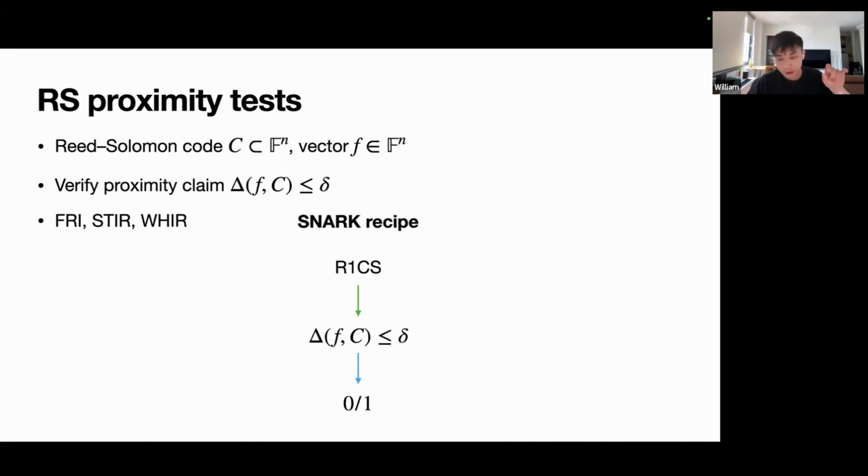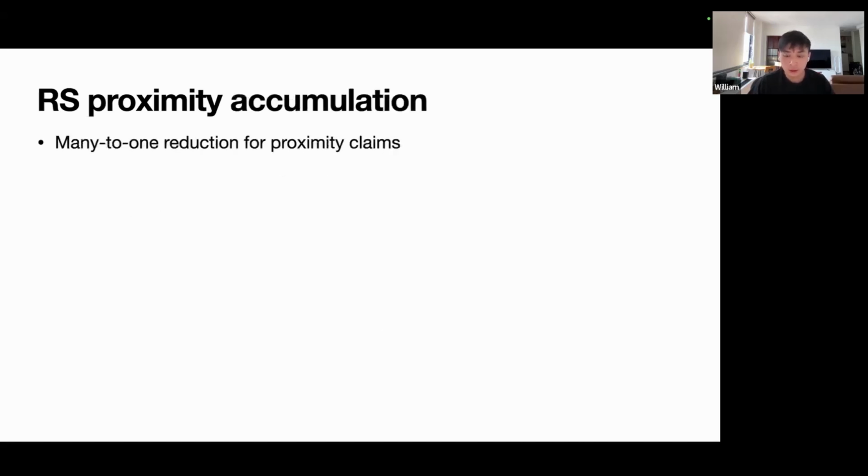So you first have your NP relation of interest, like R1CS, and you have some initial reduction which converts it into a Reed-Solomon proximity claim. And then afterwards, you run the Reed-Solomon proximity test to verify the Reed-Solomon proximity claim. So really, the snark recipe can be thought of as having two ingredients, the initial reduction and then the proximity test.